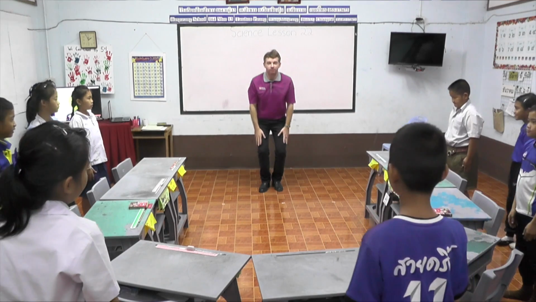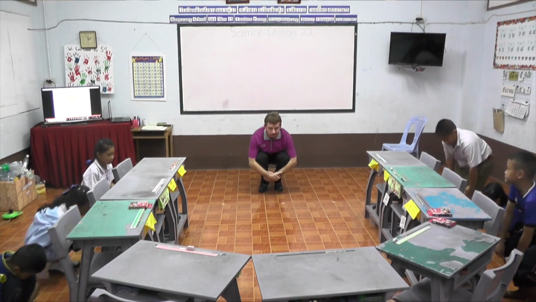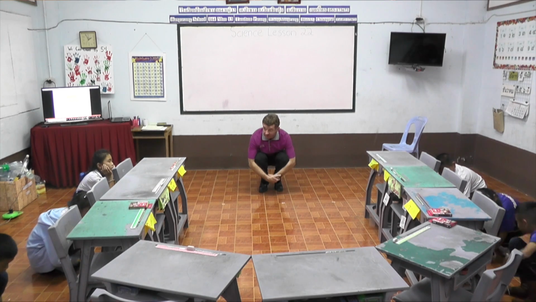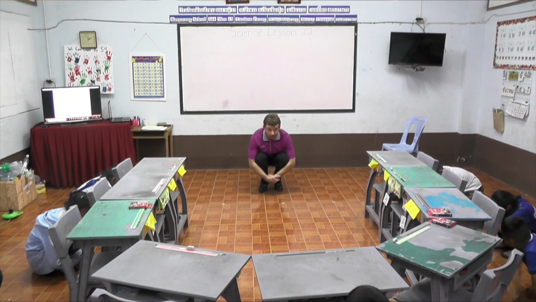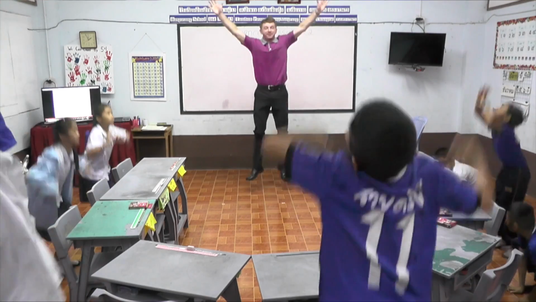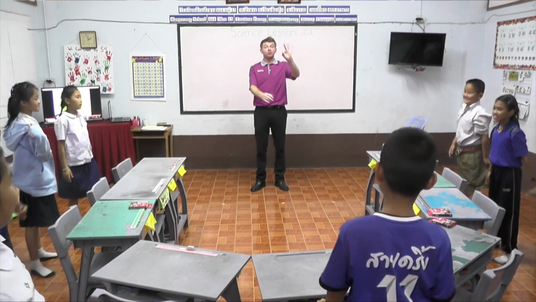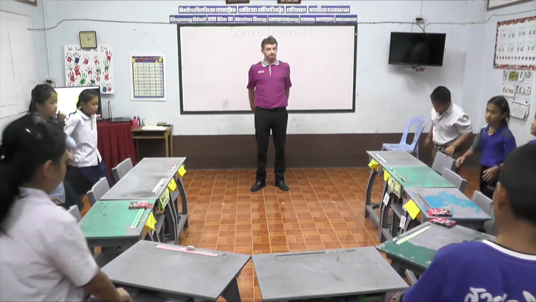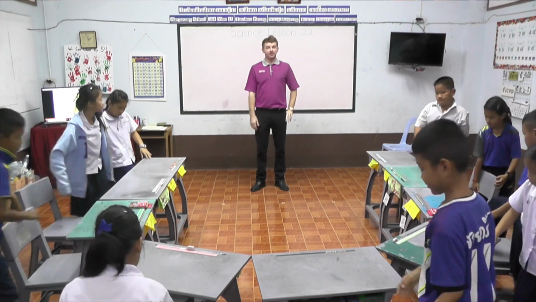And now let's crouch down into our ball. 5, 4, 3, 2, 1, jump! Excellent, guys. 3 claps. 1, 2, 3. Let's sit down. No star jumps.